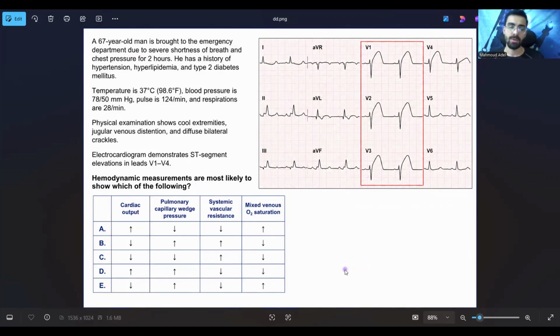Hello guys, today we have a cardiogenic shock question, and we will talk about the parameters you have to know to get this type of questions right in your exam. Let's start with a question.